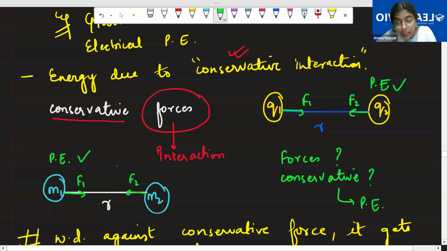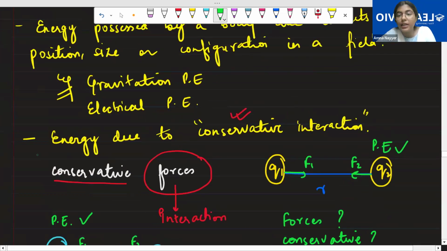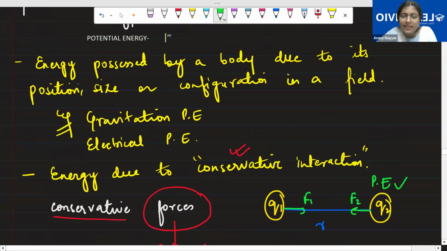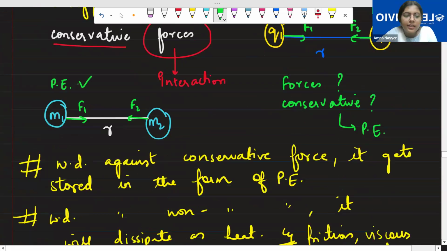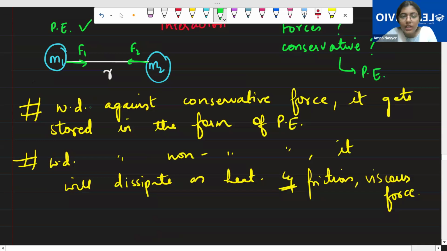It will convert it into potential energy. So all these things we'll see in the conservation of energy in detail. Right now, I'm not going into that detail. But remember this in the back of your mind that conservative forces will be there and you will have potential energy in that manner. And this definition definitely exists, change in configuration size. Okay, so work against the conservative force gets stored in the form of potential energy.